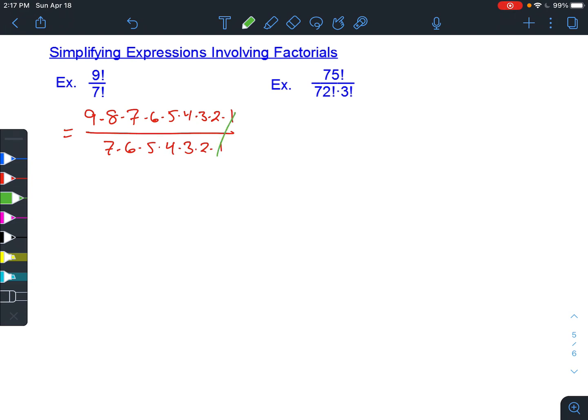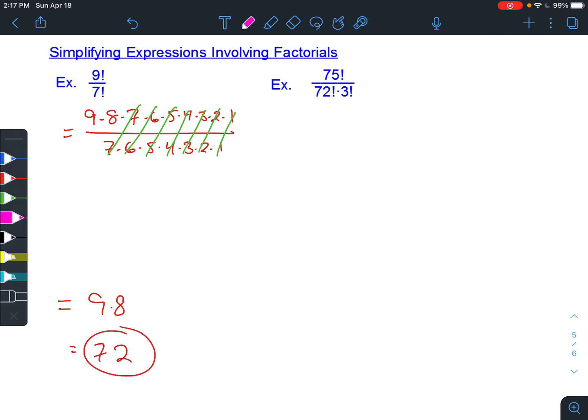You're right, technically the ones cancel, although, what's the point? But the 2s, the 3s, the 4s, the 5s, the 6s, and the 7s all cancel. So really that would just leave us with a 9 and an 8, technically over 1, but I'm not going to bother writing that one, so that's 72.